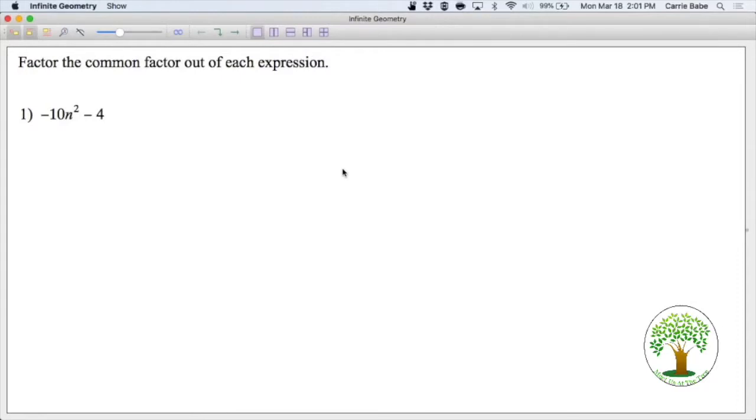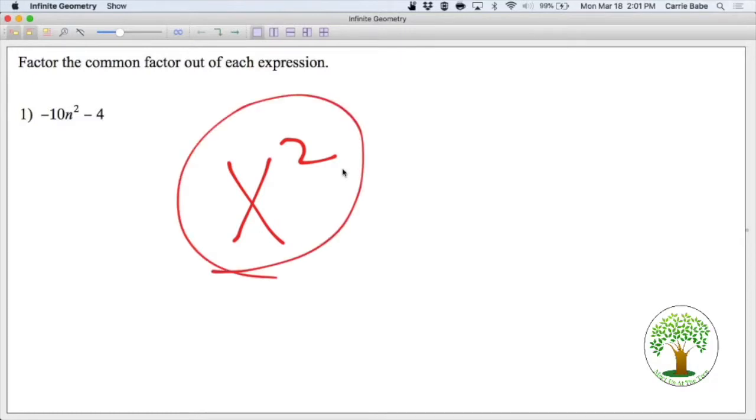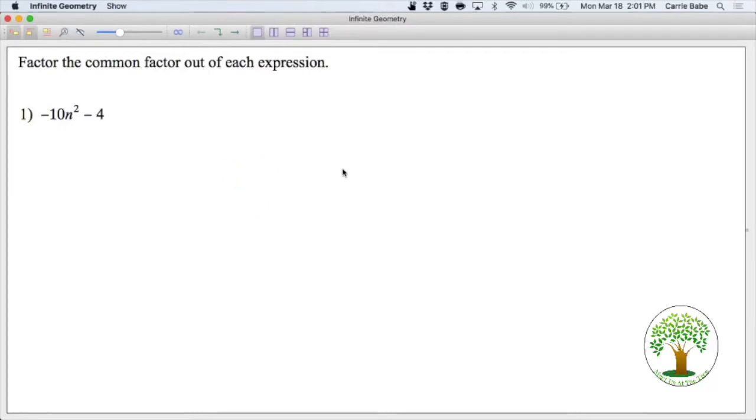A quadratic is anything with a squared variable as the highest exponent. So you would never have an x cubed or an x to the fourth, but you will have a variable squared. That will make it a quadratic. So this right here is a quadratic because we have an n squared and nothing higher than a squared on the variable.